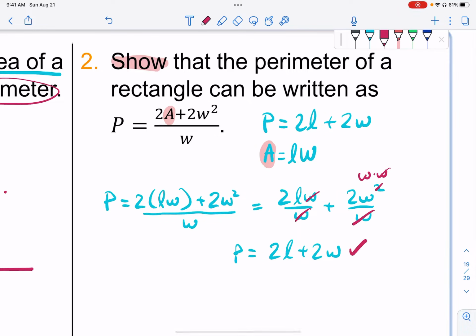And you got it. And again, your answer is not this. Your answer is the work that you did in order to get there. That's what it means to show.